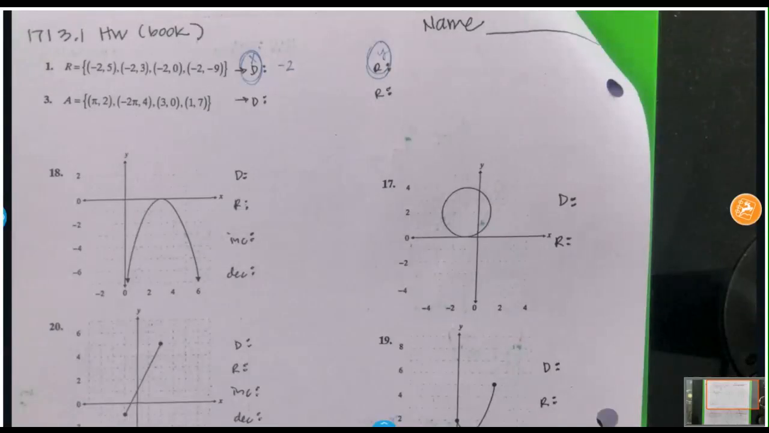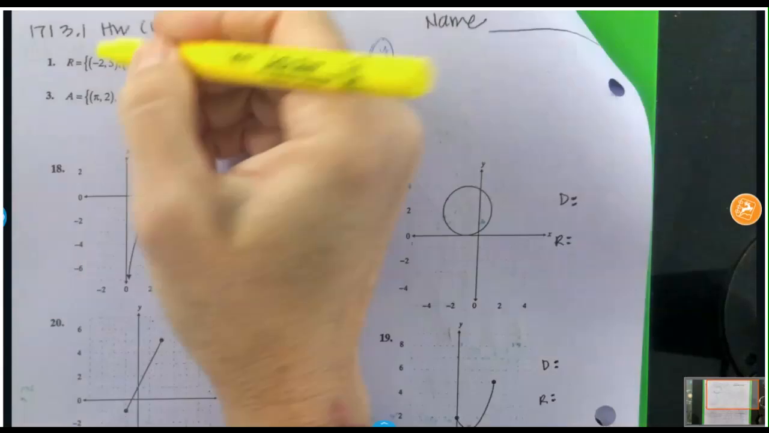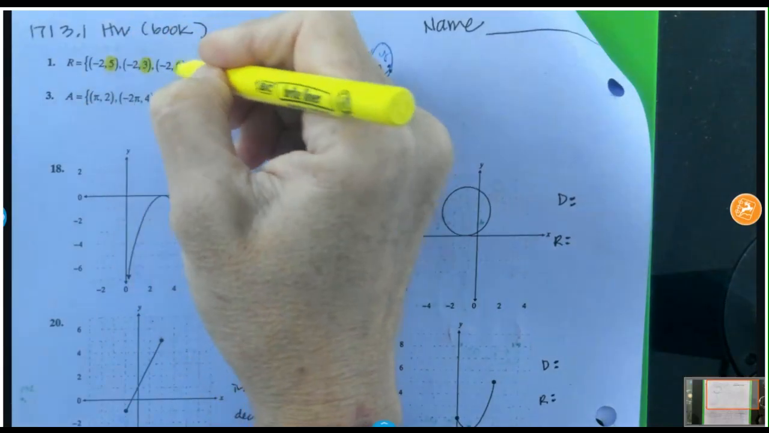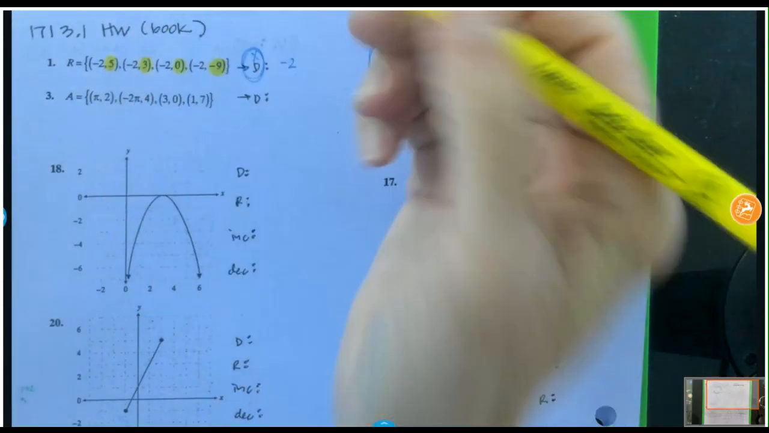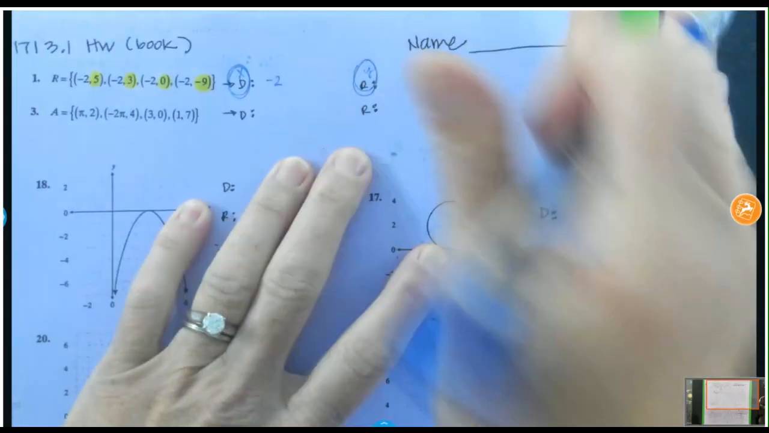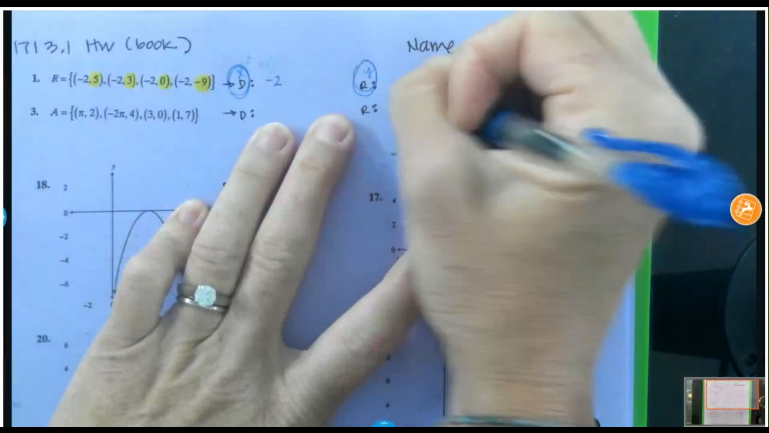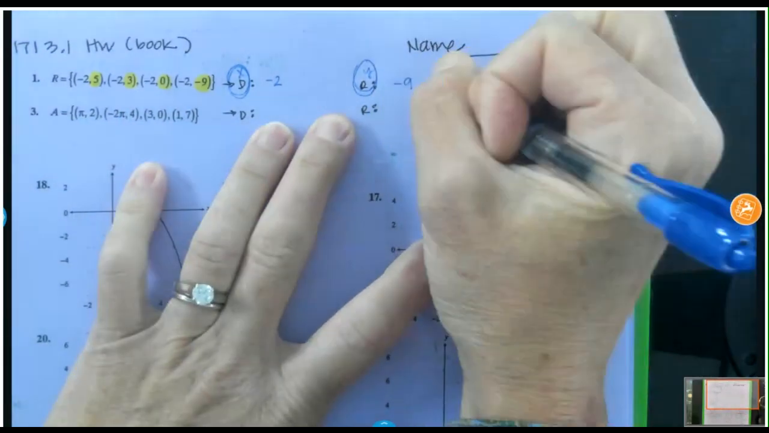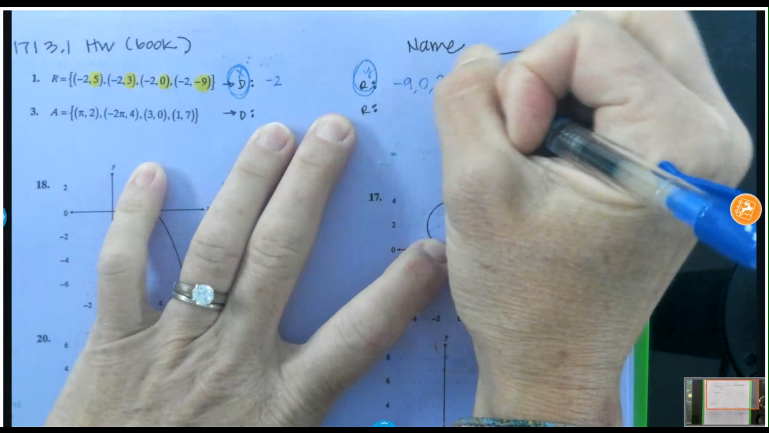The range are your Y values. Now, I'm going to highlight my Y values just because it's not wrong, but it looks better if you put them in order from least to greatest. So of those yellow range values, the smallest would be -9. Next, we would have 0, and then 3, and then 5.